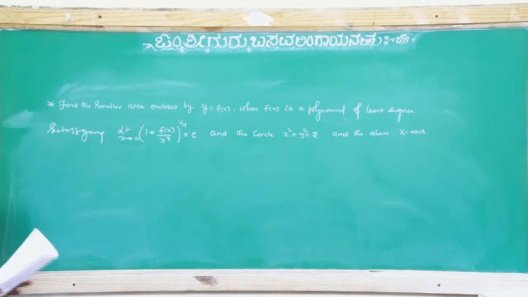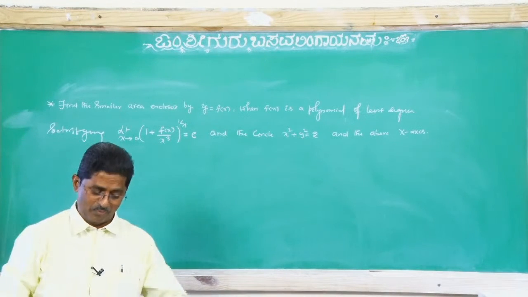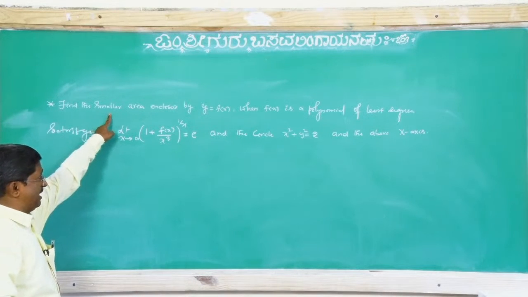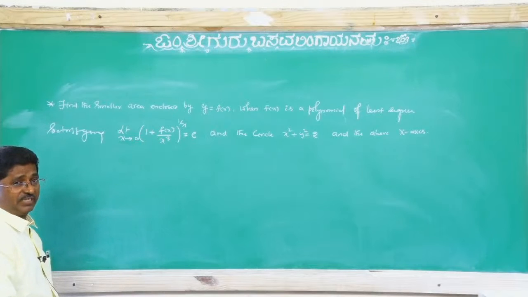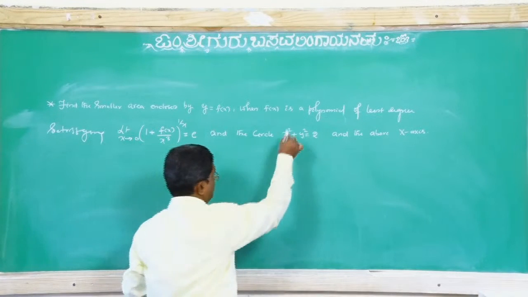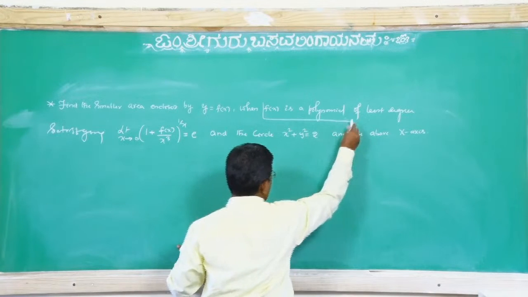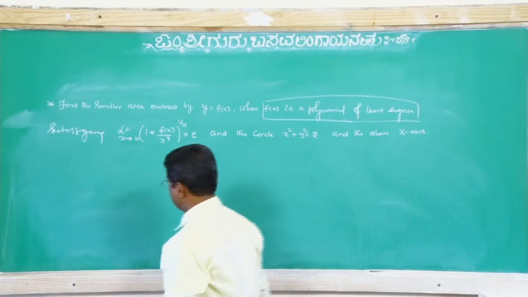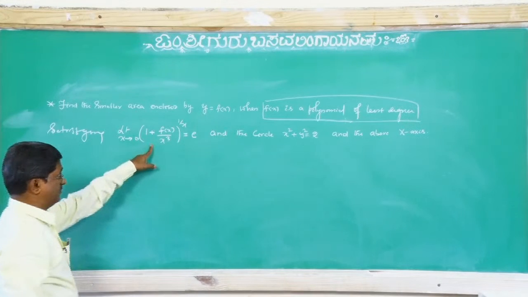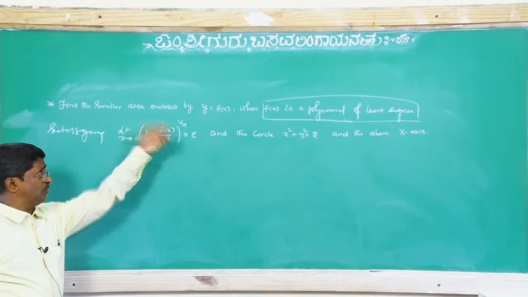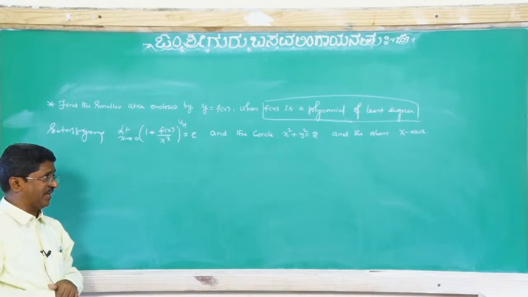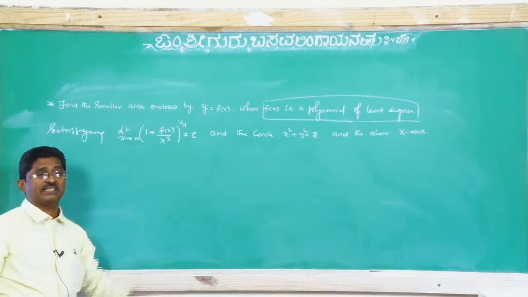Let us solve the problem. Yes, tell me now. Very good problem, all of you. See, find the smaller area enclosed by y is equal to f of x, but there is a condition. F of x is a polynomial of least degree. We have to calculate f of x satisfying this limit, 1 plus f of x by x cube whole to the power of 1 by x is equal to e, and the circle x square plus y square equal to 2, and above the x axis.